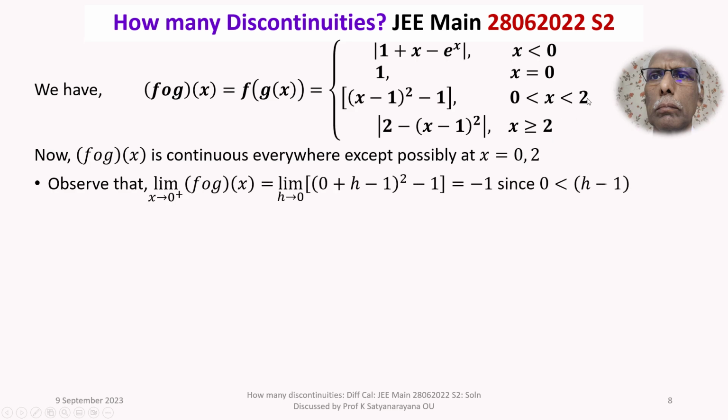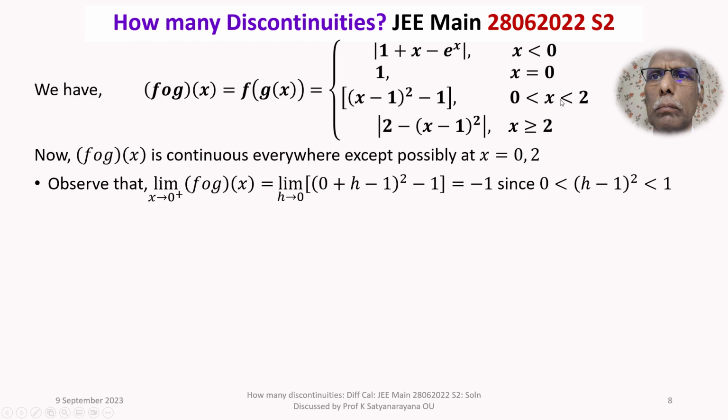So 0 and 2 are the points where these branches of the curve are connecting. So the connecting points are 0 and 2. There the continuity is to be discussed, right? So let us get into it. Observe the limit as x tends to 0 plus of f compose g of x. So when x is 0 plus, substitute for x 0 plus h. So x tends to 0 plus means what?